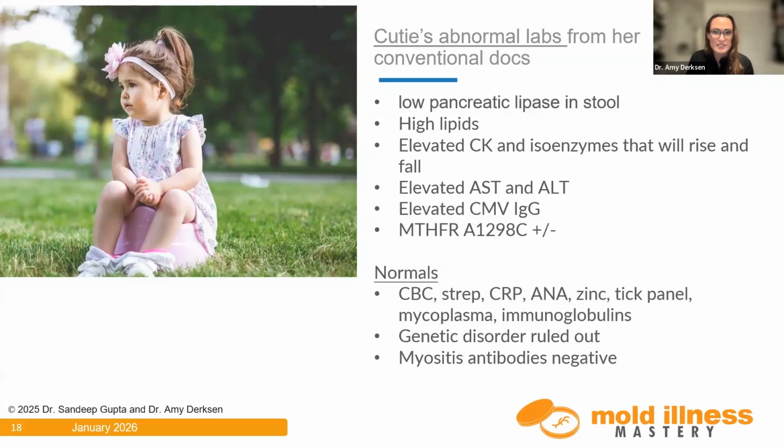Some of the normals though: CBC normal, strep antibodies normal, CRP levels were normal. So we didn't see that flat out inflammatory piece. Homocysteine had also been normal, negative for ANA. Zinc levels were normal. I think it's important to check for zinc deficiency. She had done a tick-borne panel, that was also looking normal. Screen for mycoplasma and quantitative immunoglobulin. So this wasn't immunodeficiency. They ruled out a genetic disorder and they ran myositis antibodies, which were negative. Okay, let's go to the next one.